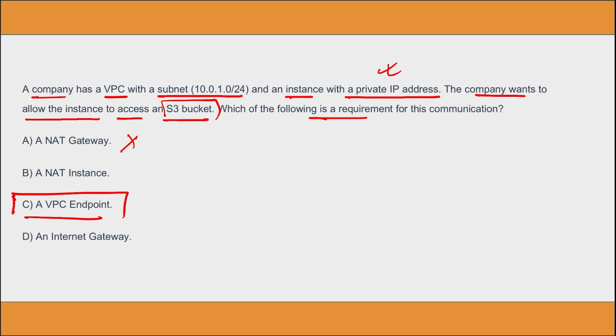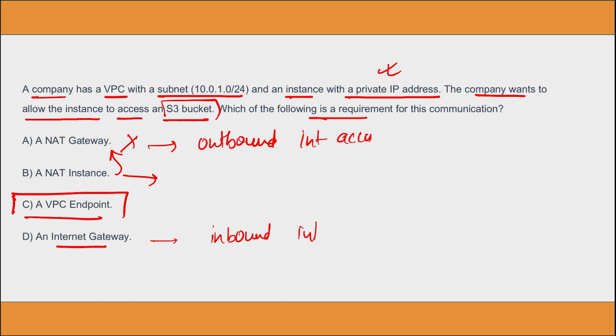Why? Because it is used for outbound internet access. A NAT instance won't be required here, as it is an older technology replaced by the NAT gateway, and the internet gateway is used for inbound internet access. Correct? So the right option here is a VPC endpoint, if we have a subnet and an instance with a private IP address and we want that instance to access the S3 bucket. So this instance needs a VPC endpoint to access this S3 bucket.